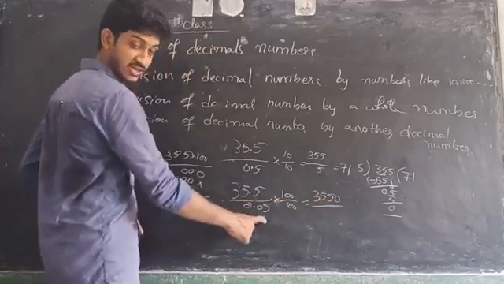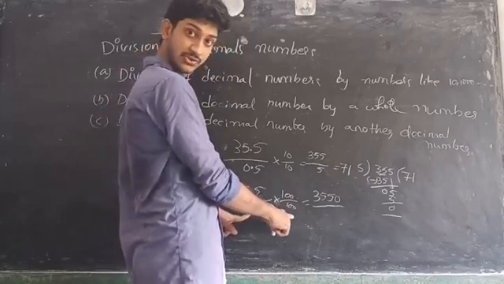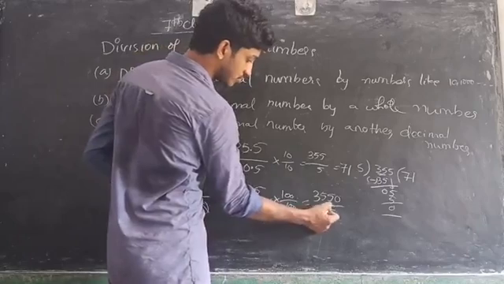Okay children, 0.05 into 100. Here after the decimal point we have 2 zeros. So here also 2 zeros. So 5 is coming out.